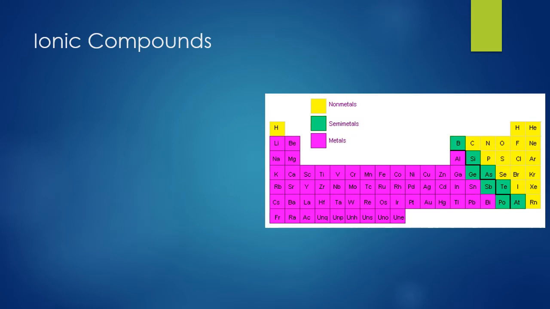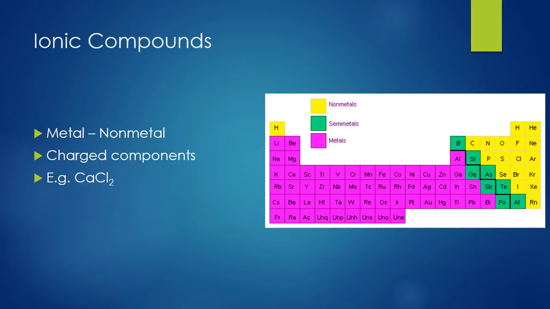So next, let's look at ionic compounds. Ionic compounds are usually a metal with a nonmetal. We'll explore a little bit further and talk about polyatomics and some other combinations that form ionic compounds. They're always charged components. Remember when we talked about ionic compounds, we said that they were formed because of ions, right? Transfer of electrons. So when you're approaching a chemical formula, how do you identify it as an ionic compound?